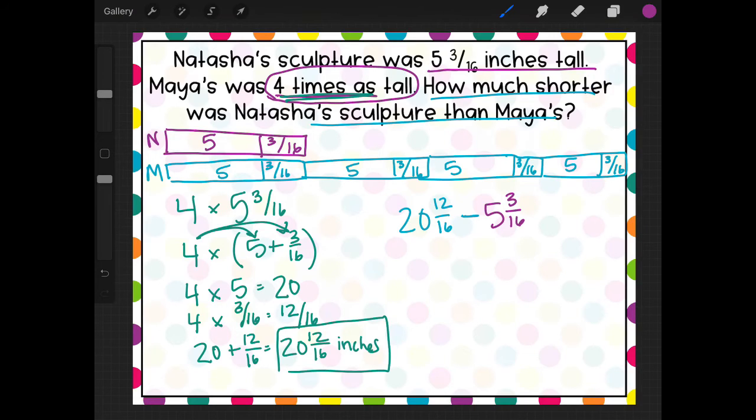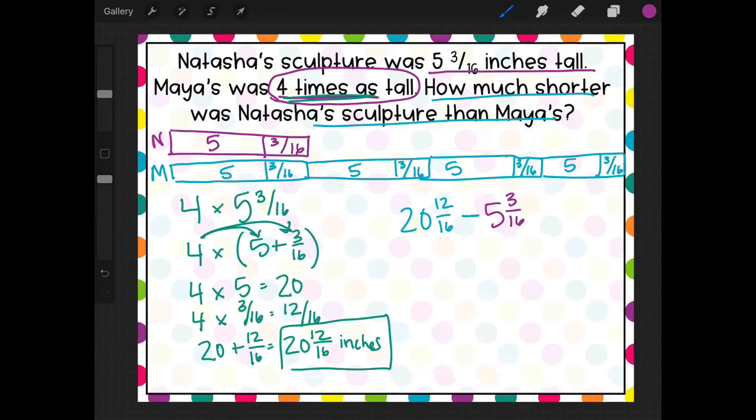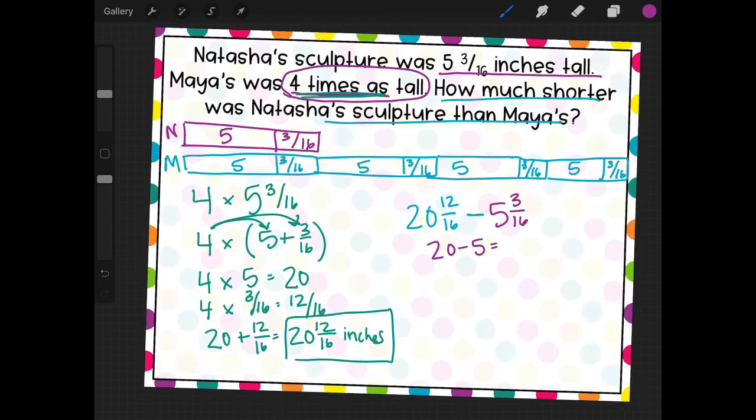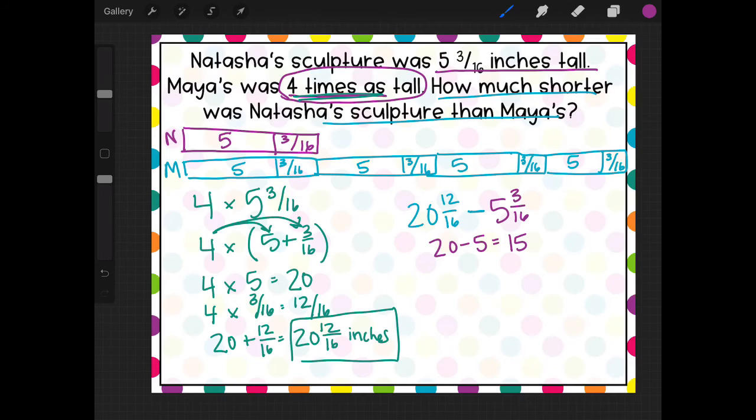5 3/16. It's been a little while, a couple days since we've done subtracting fractions, but you can do this. So we start off subtracting our whole numbers. We can do 20 minus 5, and that gives us 15. If you need to actually write this off to the side here, if you're looking at that and you know, oh, I can't subtract 0 from 5, and you know you need to ungroup here and make it 15 like that, you can go ahead and do that.